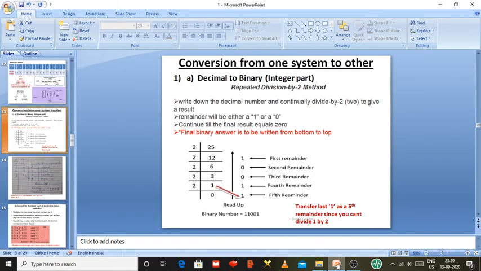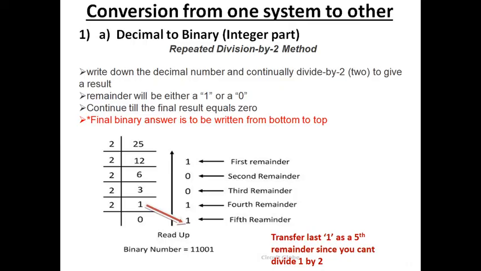So in this lecture we are going to see the conversion from one number system to another number system. We'll take the first one, that is conversion from decimal number system to binary number system. Now again, when we consider a decimal number, it is going to have an integer part and a fractional part, as we have already discussed. Now how to convert an integer part into the binary?